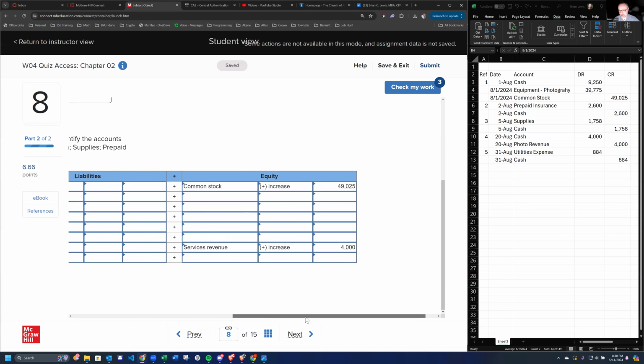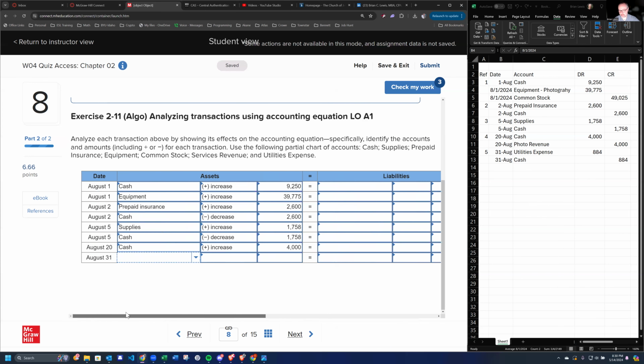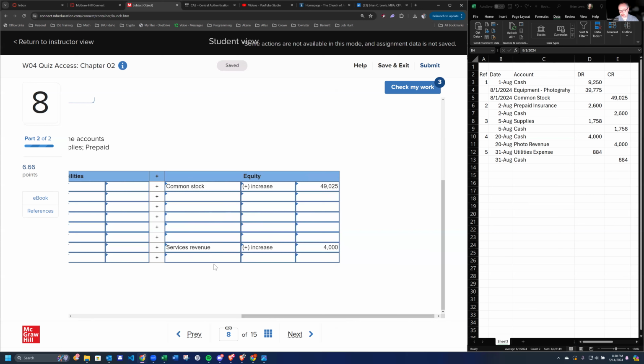All right. And then lastly, we have August 31st, which is utilities expense. Now utilities expense is on the equity side because it reduces equity, and cash is on the asset side, and this is going to be a decrease. So let's start off with cash since we're already here. Cash is going to be decreased by 884, and equity, and this is going to be utilities expense.